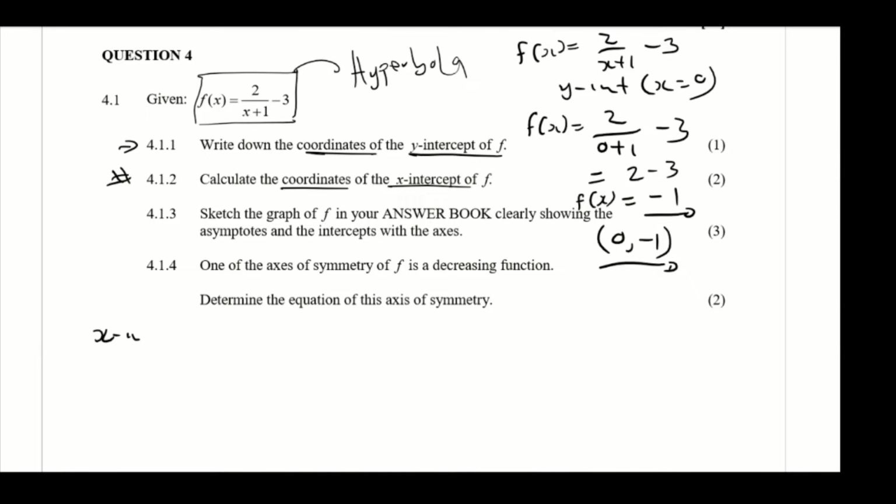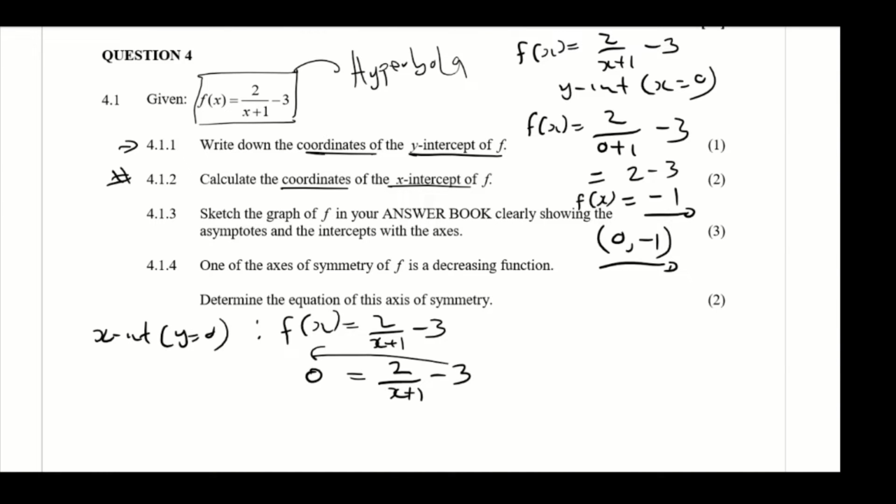So the x-intercept is when y is equal to 0, so in the equation of f of x is equal to 2 over x plus 1 minus 3, where there's f of x, you put 0 is equal to 2 over x plus 1 minus 3. Take the minus 3 to the other side. You have 3 is equal to 2 over x plus 1. Then you cross multiply. So you're going to have 3 into x plus 1 is equal to 2. Divide by 3 both sides, or you can multiply inside. It's up to you. So I'm just going to divide.